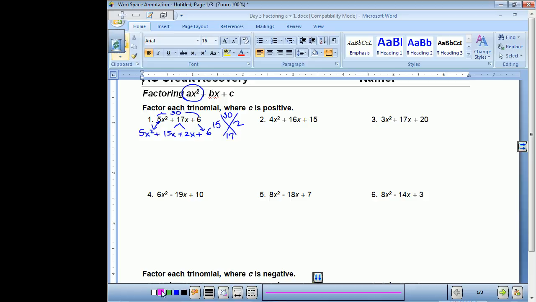Okay, then what we do is that grouping. We practiced the grouping on the first day. We practiced it again some more yesterday. So we group the first two and we group the second two. What do the first two terms have in common? A 5 and what else? An x.